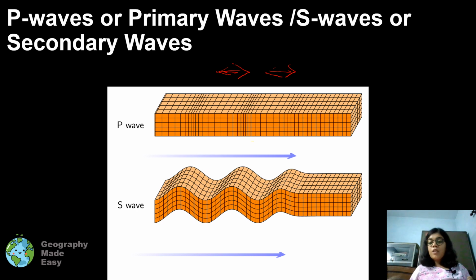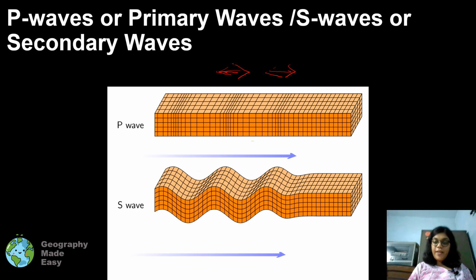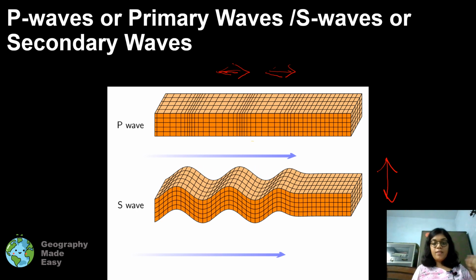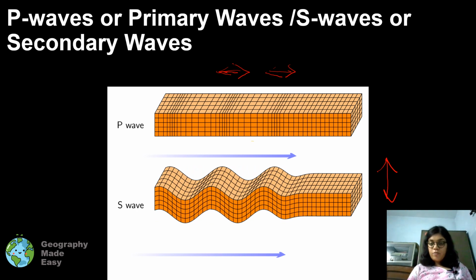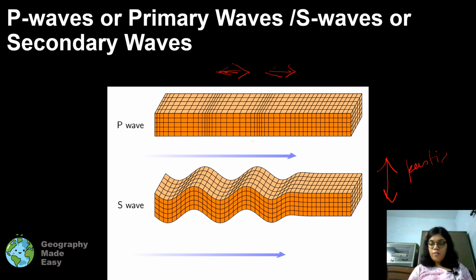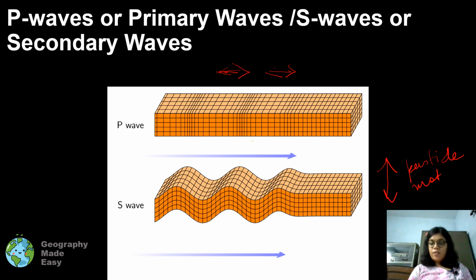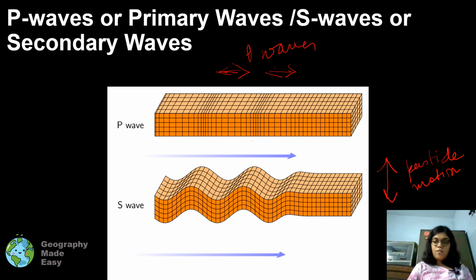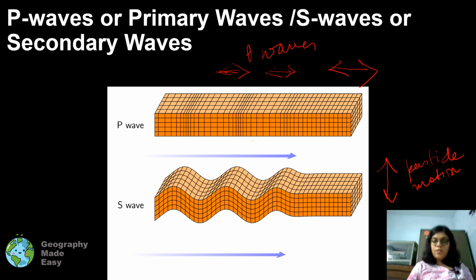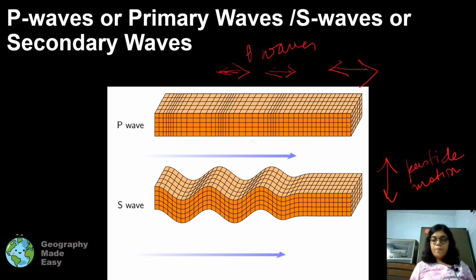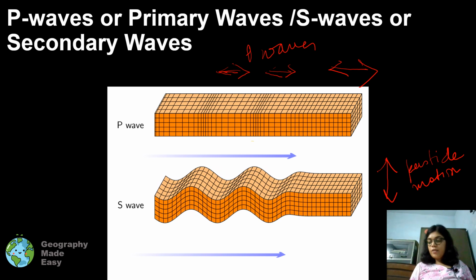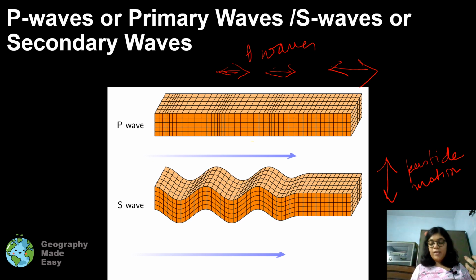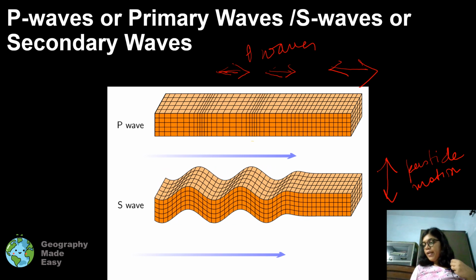So the particle movement in case of S waves is in the vertical direction, whereas in case of P waves, so I'll just write this here, particle motion. In case of the P waves, it is in this direction, in the horizontal direction. And it is important because we need to understand how the particle movement takes place.